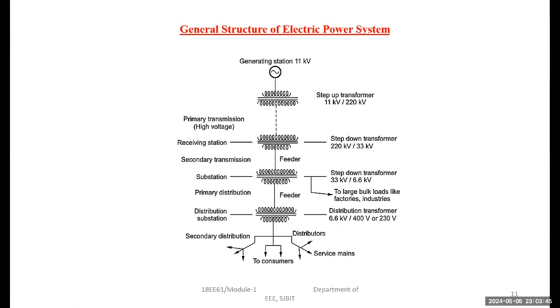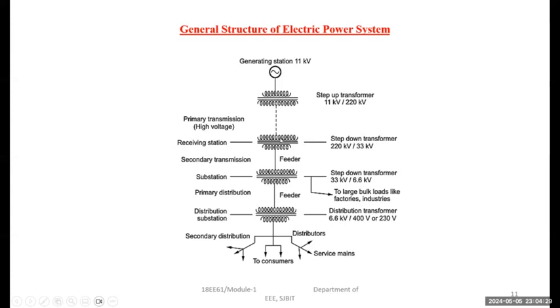Here it shows a typical power system scheme in the form of a single line diagram. The electrical energy is generated at 11 kV by alternators or three-phase synchronous generators. This voltage level is very small for the purpose of transmission of bulk power over long distances. Therefore, this voltage is to be stepped up to a higher voltage of 220 kV or 400 kV by means of step-up transformers at the generating station itself. Now, this electrical energy at these high voltages is supplied to a receiving station.